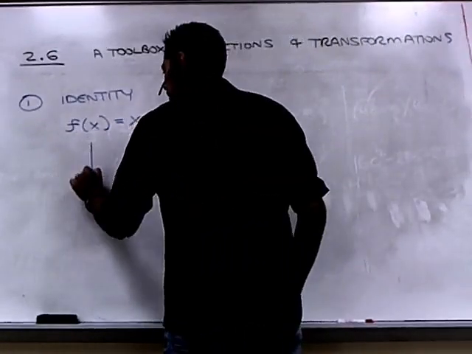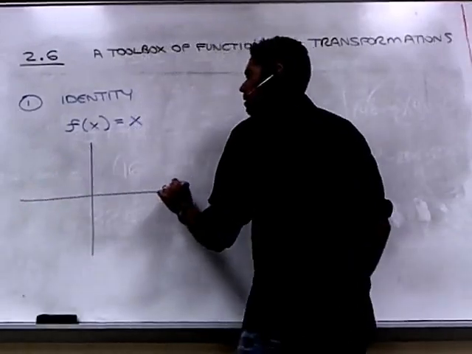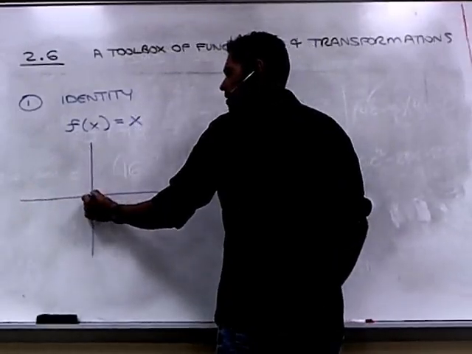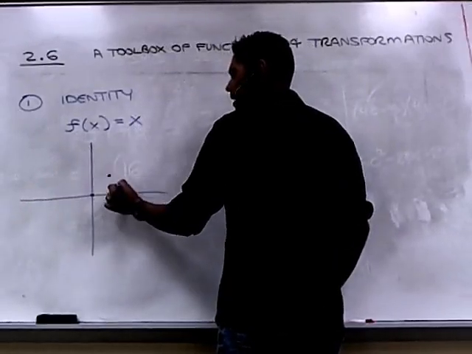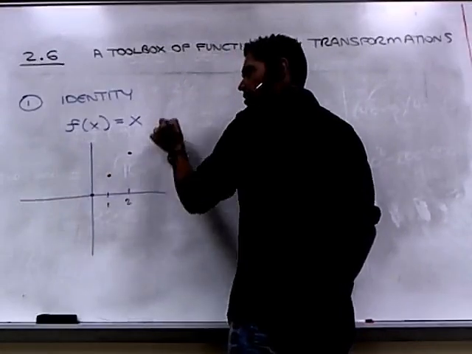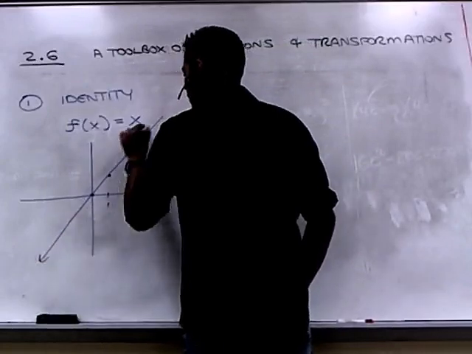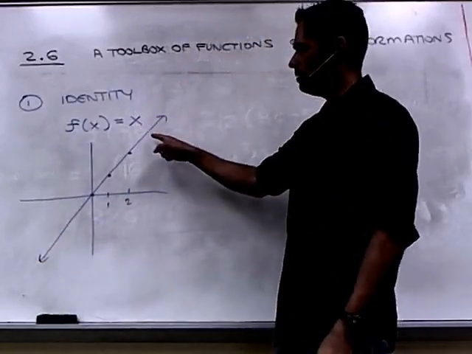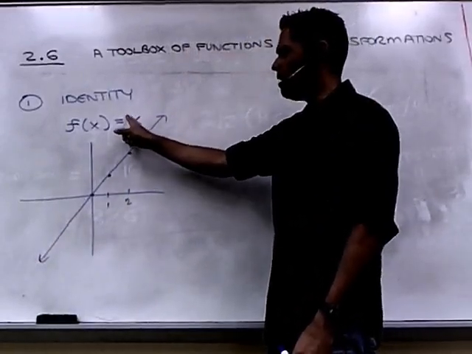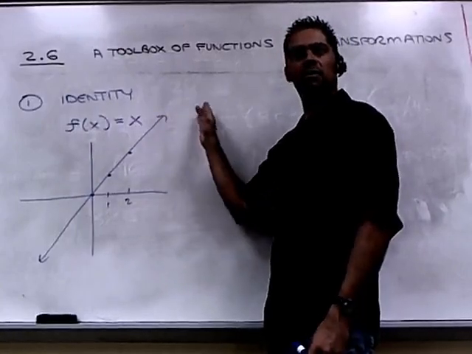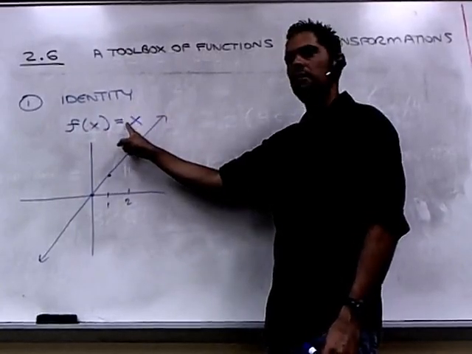So the graph of this, if I plug in 0, it spits out 0. I plug in 1, it spits out 1. I plug in 2, it spits out 2. I plug in 3, it spits out 3. And what you get is that perfect diagonal line, right? What's the slope of this line? 1. You can tell from right here. Remember, this is like y equals mx plus b. The slope here is 1.